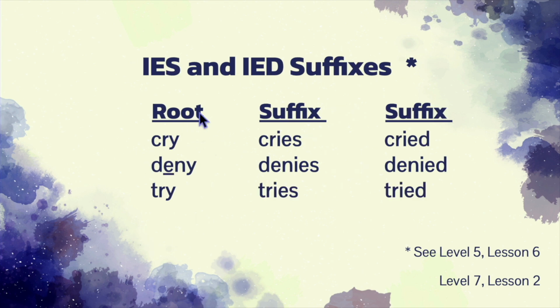If you have a root word that ends in a Y, when you add a suffix that starts with another vowel, the Y will change to an I. So here we have the root word cry. So when we add the suffix ES, the Y changes to an I. This I and this I will keep the same long I sound that the root had. So we have cry, cries, and cried. Deny, denies, and denied. Try, tries, and tried.